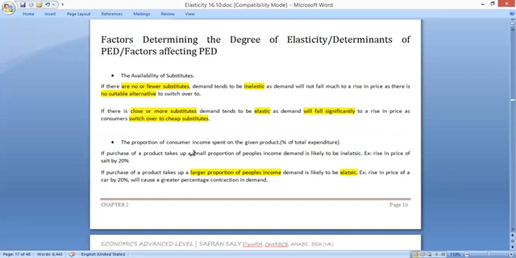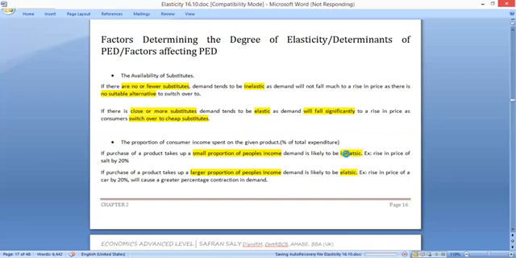But let's say it is taking a smaller proportion of people's income, then demand is likely to be inelastic. Take a rise in the price of salt. A salt packet is like 55 rupees. So if it goes up by 20%, it will come to around 65. So it's not a big impact. People will still continue to buy. Demand may drop by only a smaller percentage. So it is less responsive, right?